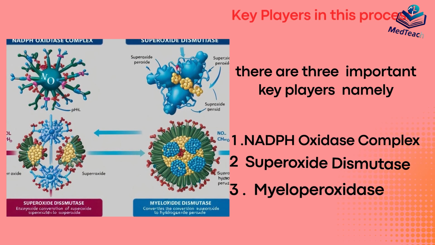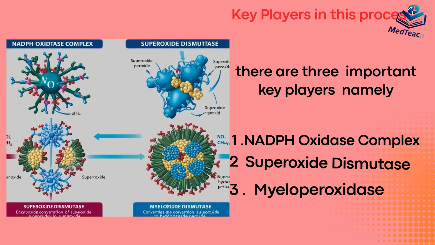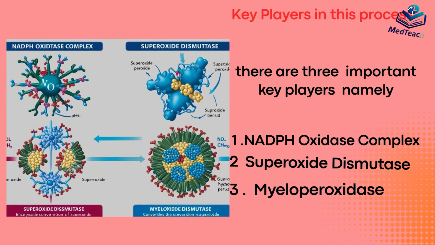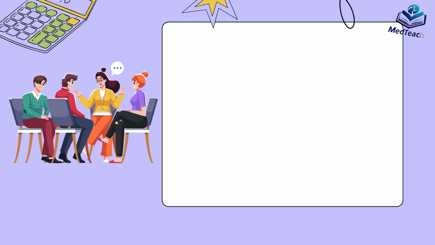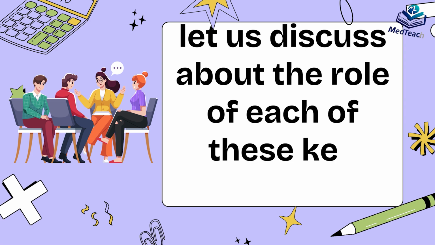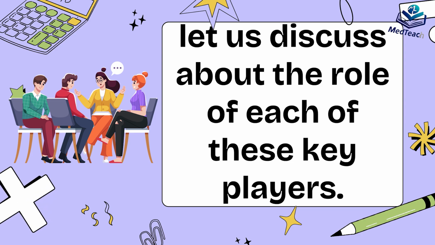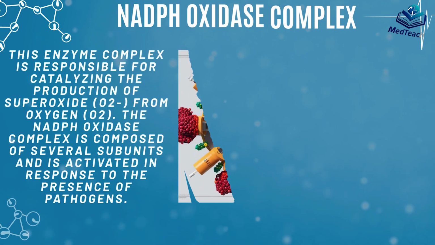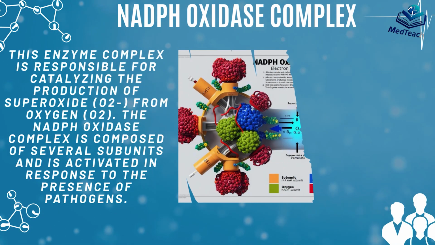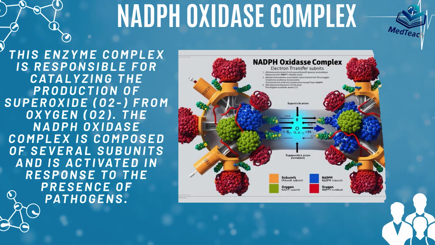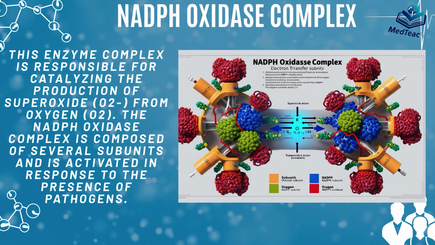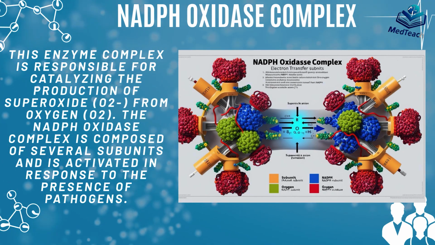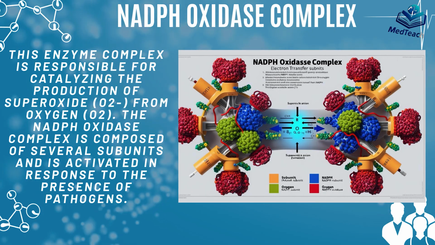There are three important key players, namely NADPH oxidase complex, superoxide dismutase, and myeloperoxidase. Let us discuss the role of each of these key players. NADPH oxidase complex is responsible for catalyzing the production of superoxide ion from oxygen. The NADPH oxidase complex is composed of several subunits and is activated in response to the presence of pathogens.